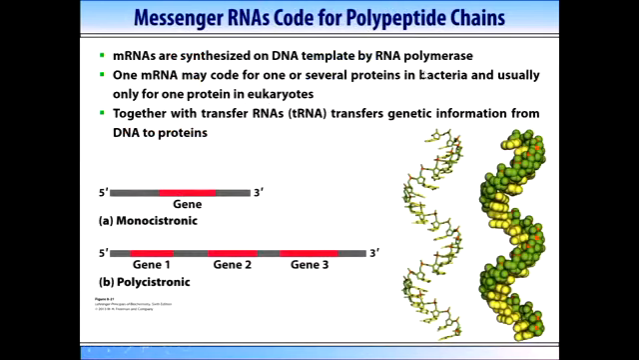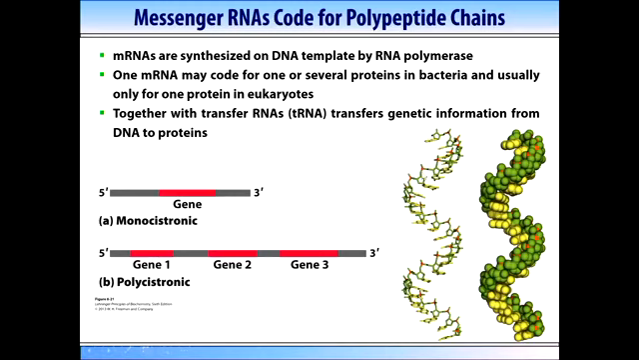So messenger RNAs code for polypeptide chains. The mRNAs are synthesized on a DNA template by RNA polymerase. One mRNA may code for several proteins in bacteria, and it's usually only for one protein in eukaryotes. So in eukaryotes, the messenger RNAs are usually monocistronic. That means that they contain only one gene, so one protein. But in bacteria, there could be several genes on one messenger RNA, sequential in this mRNA, so that mRNA can lead to several different proteins.